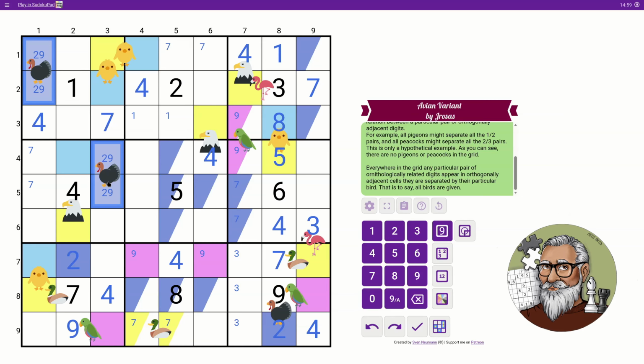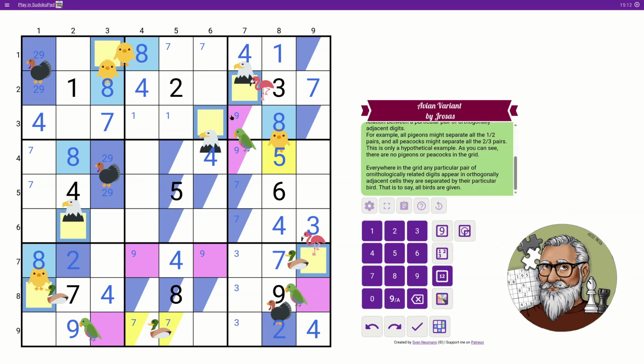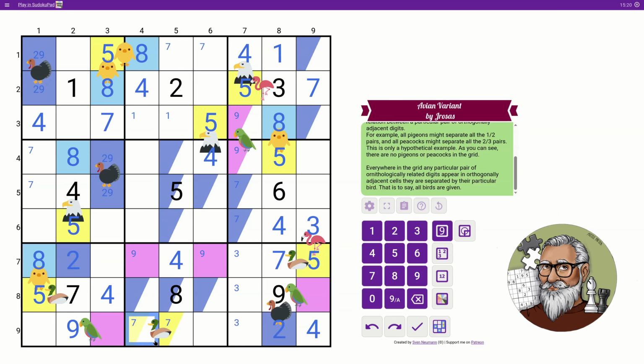Okay, and these are 8 and 5. Now I can't have 8 and 5. And that's 7 and 5, so this becomes 5, this becomes 7. Do I still need the colors? Makes it easier to see things, but, oh, no, I don't think so.